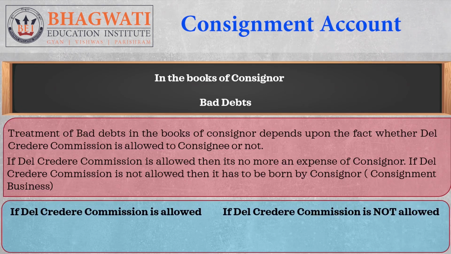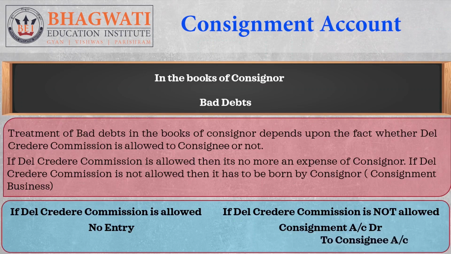If it is allowed, obviously it is no more an expenditure for consignor. He is least bothered whether consignee has actual bad debt or not. So obviously there will not be any entry. But if consignor is not giving del credere commission to consignee, then this loss has to be borne by him, and he will recover less amount from consignee. So the journal entry will be consignment account debit because it's a loss, and to consignee.